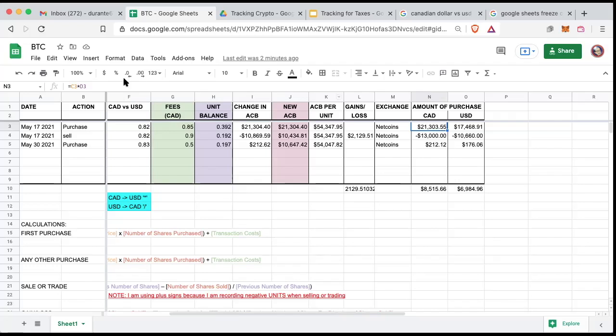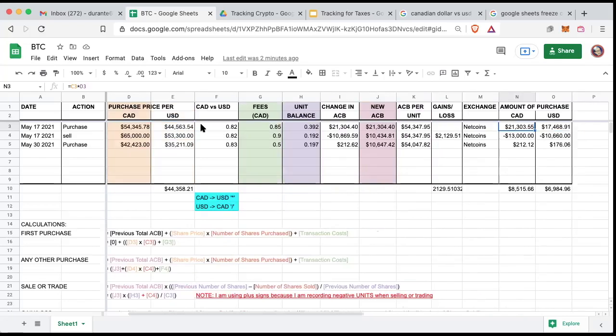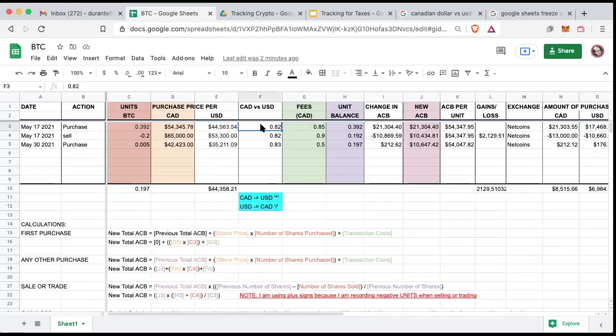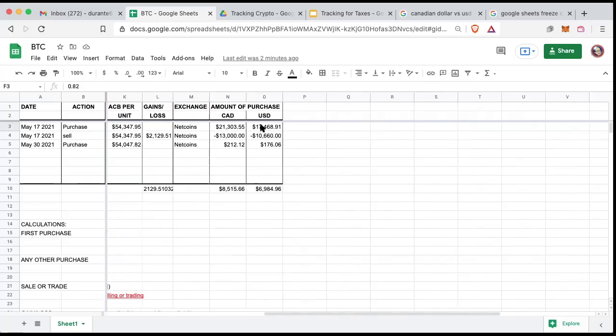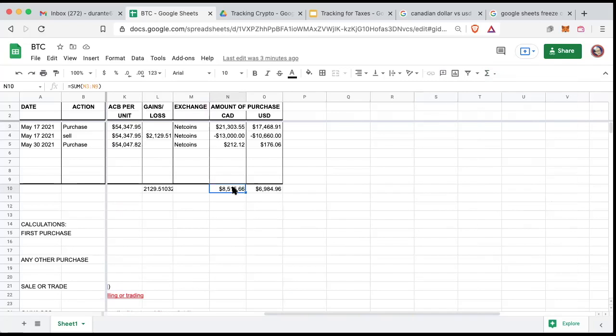Also in this column, I have how much did I spend? So I took whatever was in C3 and multiply it by D3. And C3 was the units, D3 was how much I paid per unit, and it just tells us I would have spent $21,000 Canadian. And the conversion here, we just use the US dollar conversion, N3, times F3, which is the exchange rate at the time, and we get a US dollar value. And down here, we're just doing a sum. So we use the sum function to get this number here.